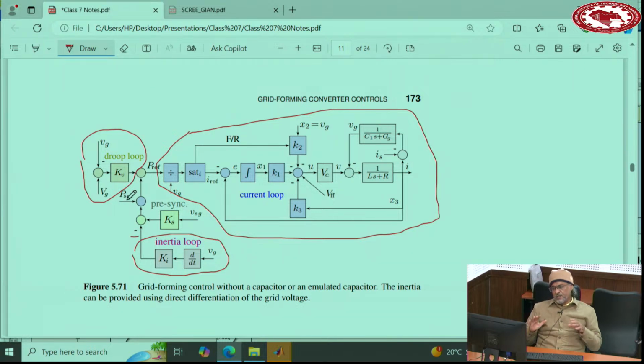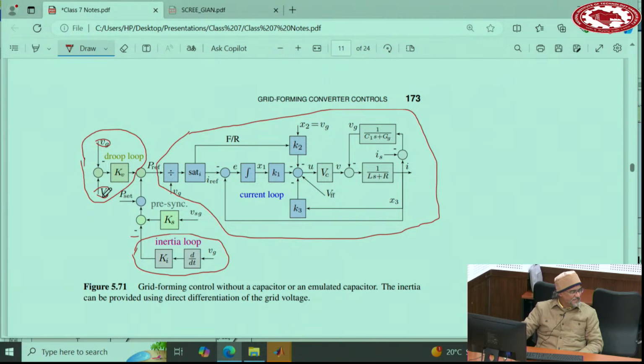So this is basically a grid following or grid feeding, but it adds both the static support and the dynamic support to it without adding a capacitor. So that's one approach. It's basically not necessarily providing voltage, but the fact that it brings this droop term here, it says, I will try to keep this voltage close to this one.